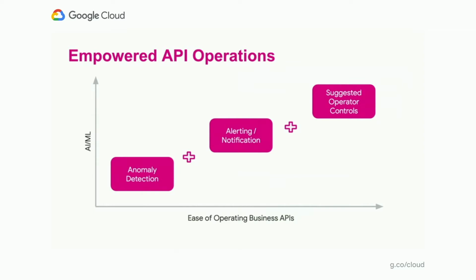Alerting and notification combined with anomaly detection for real-time traffic and performance issues has improved our team's productivity and significantly reduced the MTTD, mean time to diagnose, API incidents. With the added suggested operator controls in the form of predetermined resolution playbooks for any issues, it has notably reduced the MTTR, mean time to resolution, of any API incident. Let's look at a demo on how AI and ML have empowered our API operations at T-Mobile.